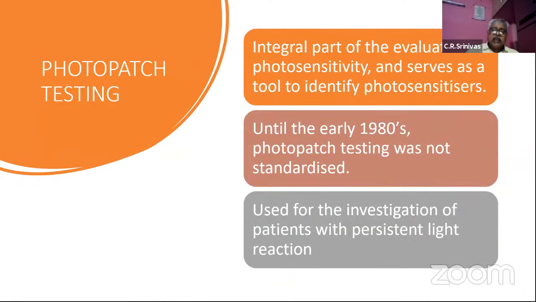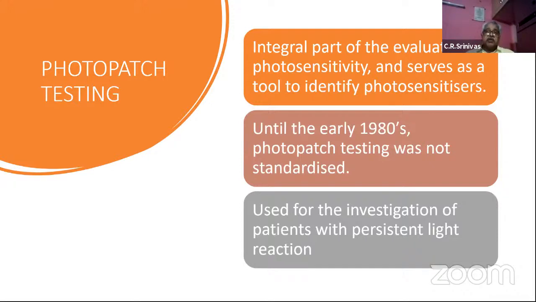Likewise, we can do a photo patch test. Photo patch test uses those allergens which can cause phototoxicity or photoallergy. So by photo patch testing, especially in Indian skin, it is very difficult to distinguish between phototoxicity and photoallergy because we use 10 joules or 15 joules. In white skin, they can use 2 joules and elicit the sensitivity. That is not possible here because we use a high dose. We are eliciting both. We don't know which by this, but we can identify the photosensitizer by this.